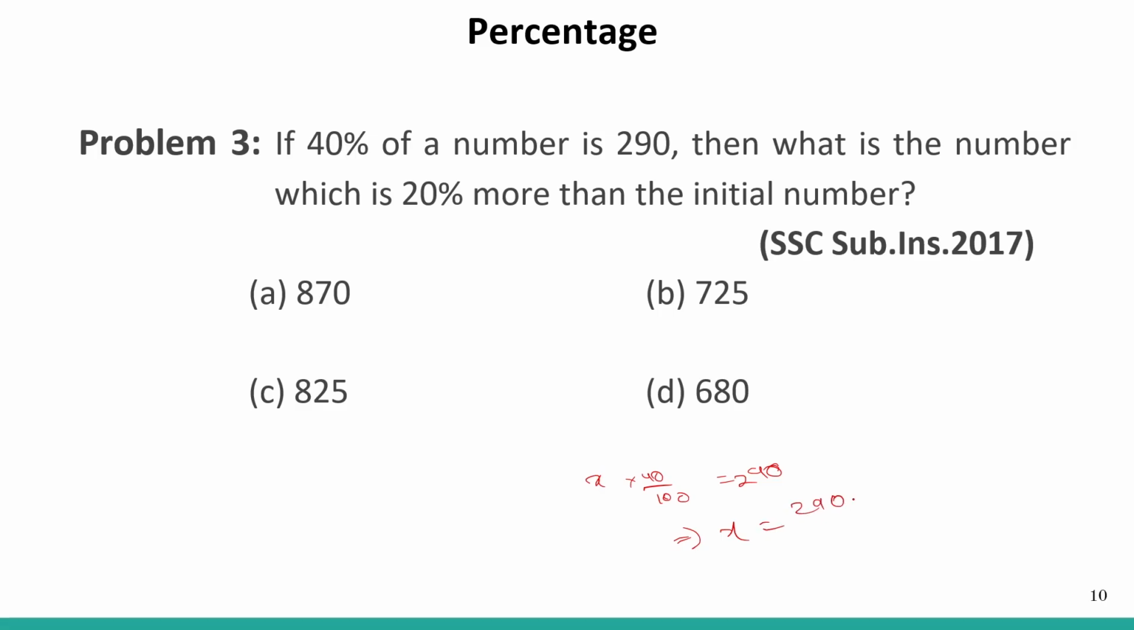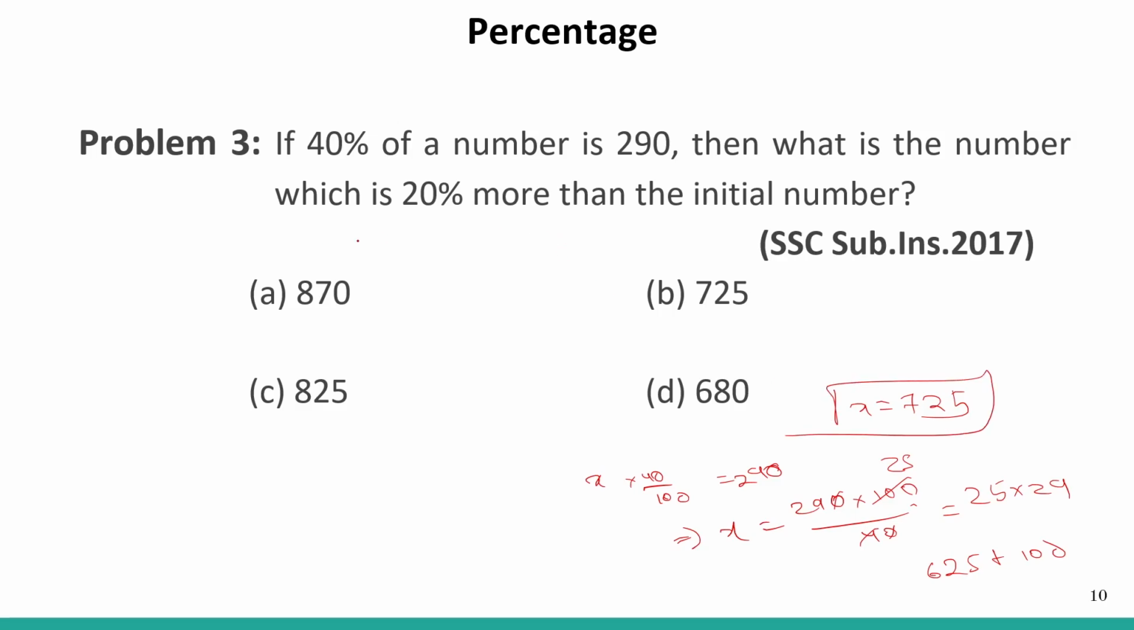x is equal to 290 into 100 by 40. So the 0 cancels out, and what we are left with is 25 into 29. So 5 into 9 is equal to 45, so 5 must be there. So 250, 625 plus 100 is equal to 725. Okay, no, this is not the final answer. So the number x is equal to 725.